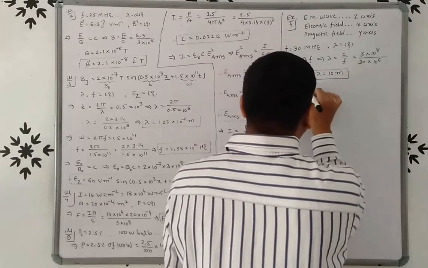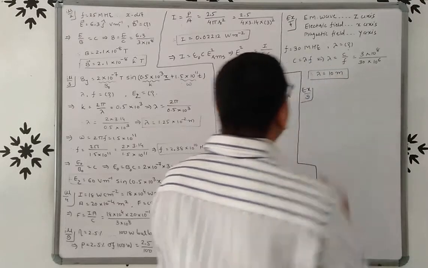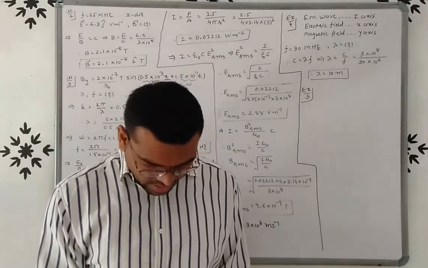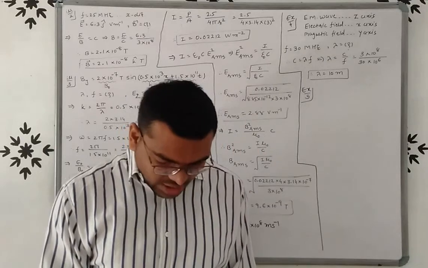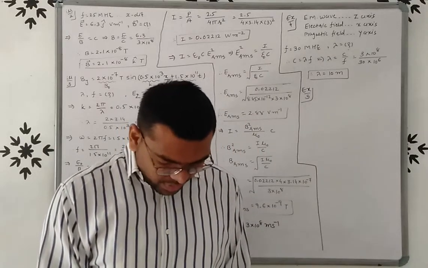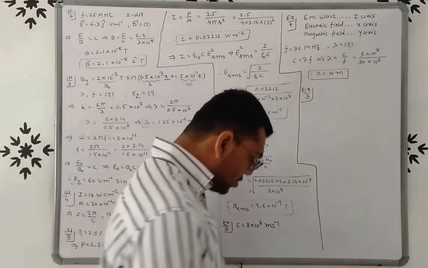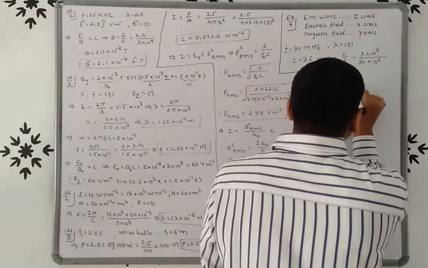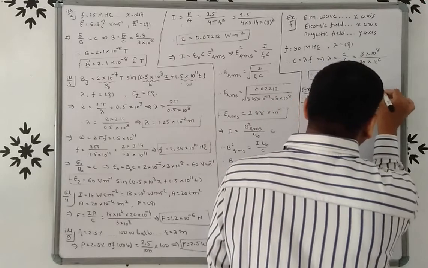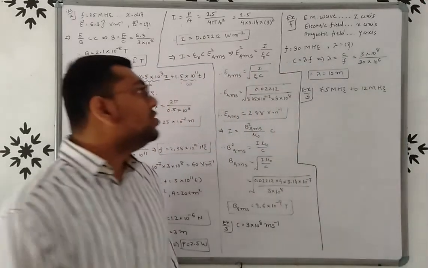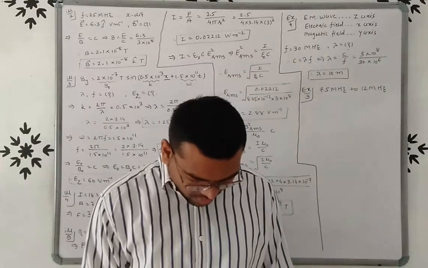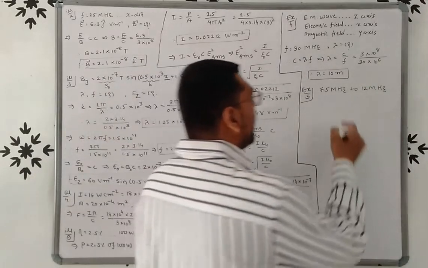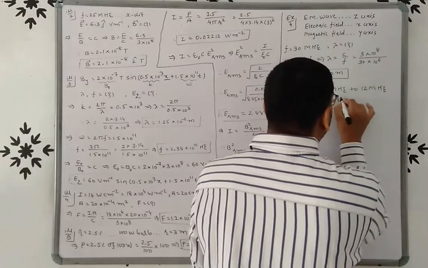Now see next example, that is example 5. A radio can tune into any station in the 7.5 megahertz to 12 megahertz band. So 7.5 megahertz to 12 megahertz. So here the range of the frequency is given. What is the corresponding wavelength band? So here we have to find out the wavelength lambda.